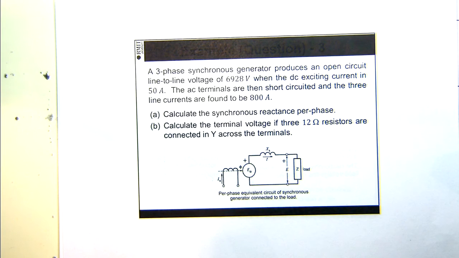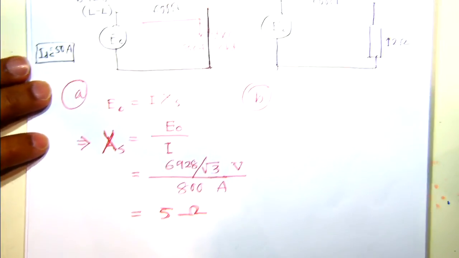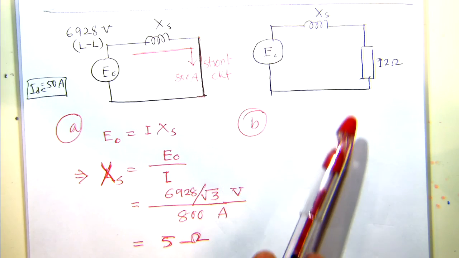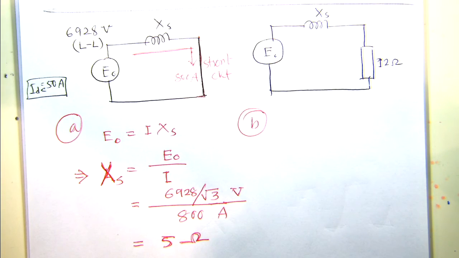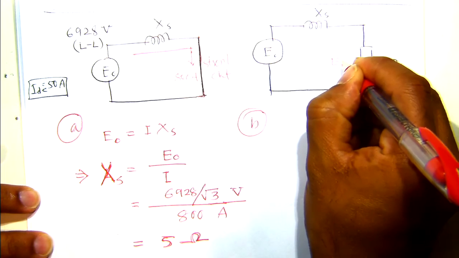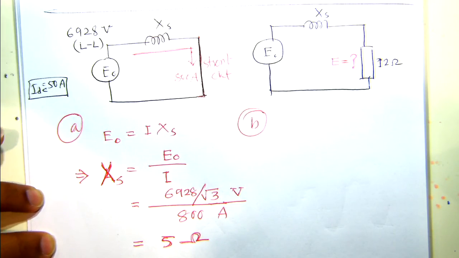So calculate the terminal voltage if 12 ohm is connected at the terminal. Because this is 3-phase, there will be three 12 ohm. Now, if you want to draw your circuit, it will look like this, that you have connected a 12 ohm load resistance. What we are looking for now is the value of load voltage here. We are interested in that.